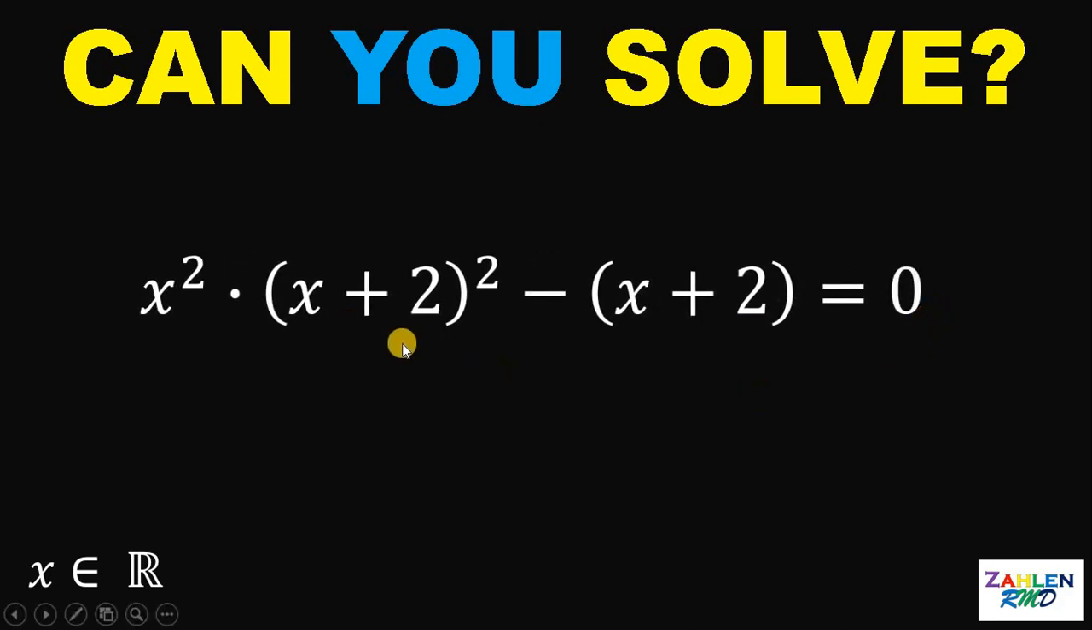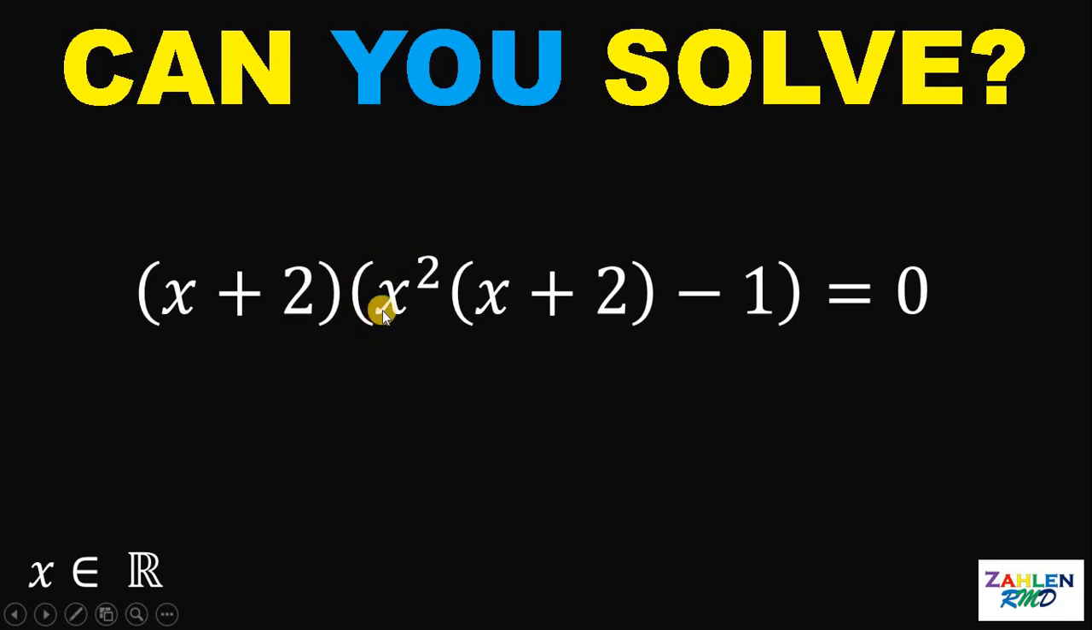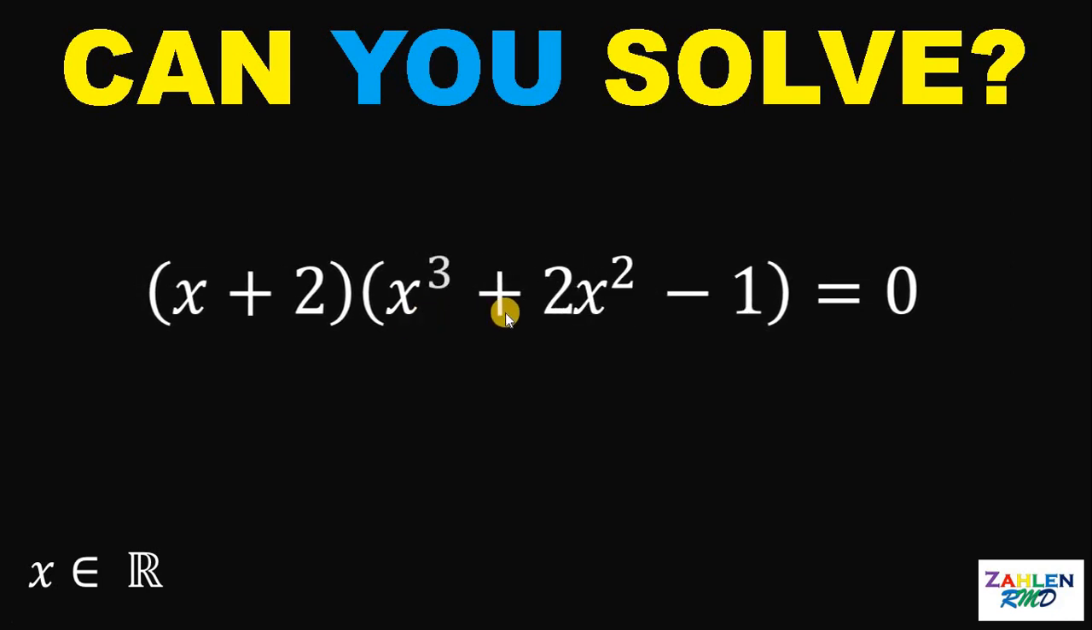And then, let's factor out this common factor x plus 2. This will give us x plus 2 times the quantity x squared times x plus 2 minus 1. Now, let's distribute this x squared. This will give us x cubed plus 2x squared. And since our goal is to solve for the value of x, what we're going to do is to try to factor this cubic expression x cubed plus 2x squared minus 1.